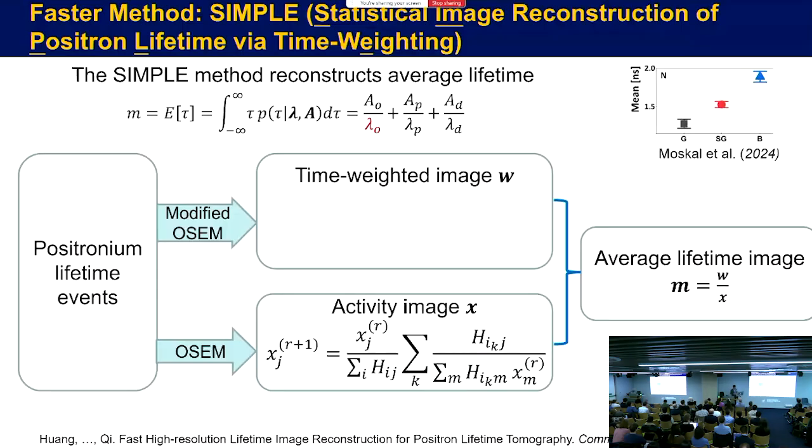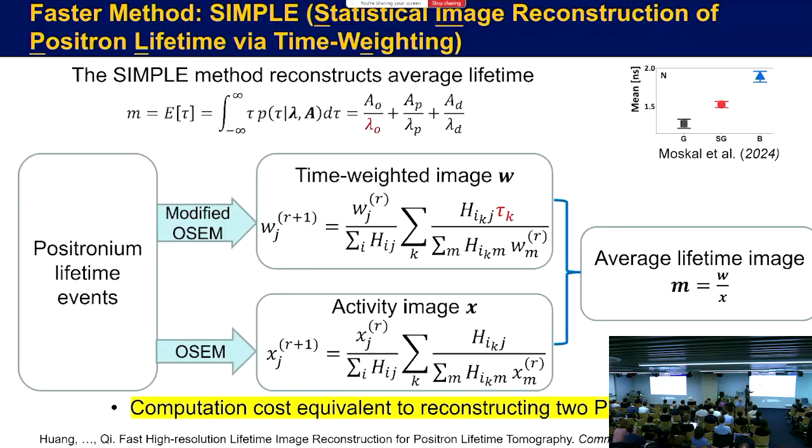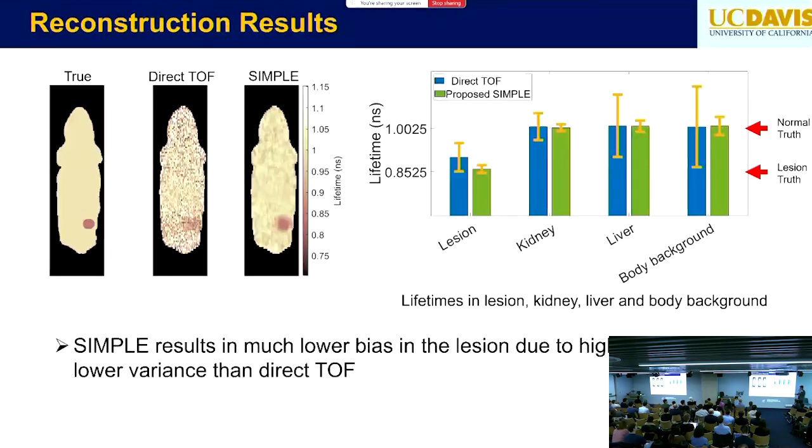The change is in the top one. It's a modified OSEM reconstruction. The only change is this red one, tau k. In the standard list-mode reconstruction, every event has a weighting factor of 1. Here, every event has a weighting factor equal to the time delay. That's the only change. Once you reconstruct both images, you just take the pixel-wise ratio, which gives us the average lifetime. Very simple. And that's the same data, just with different reconstruction methods. Now they just show the average lifetime.